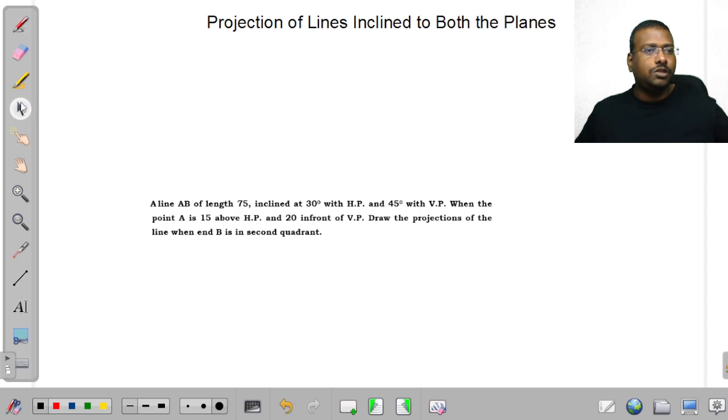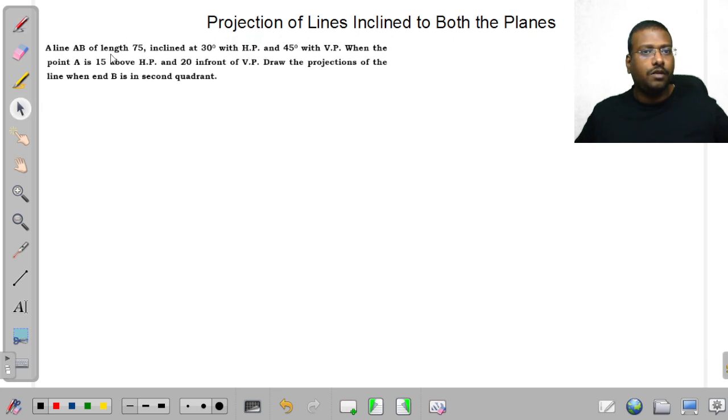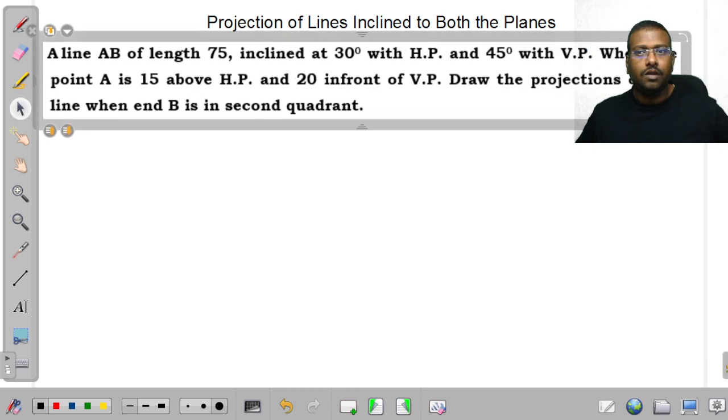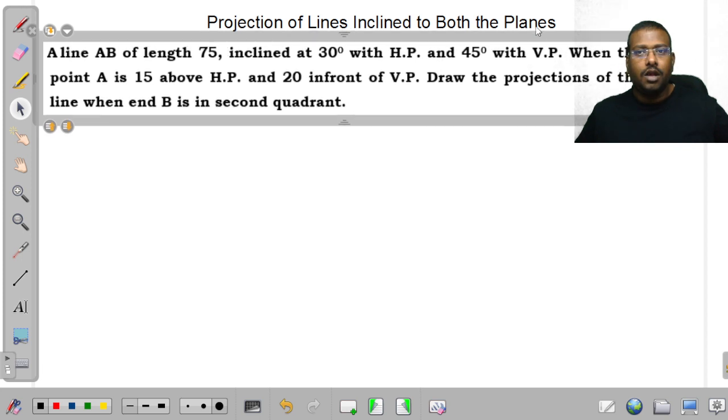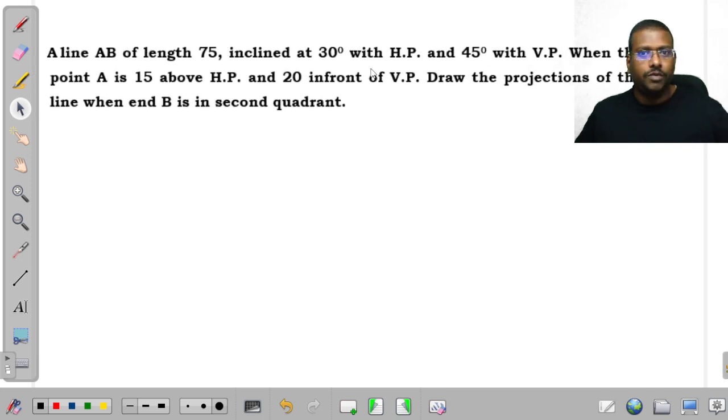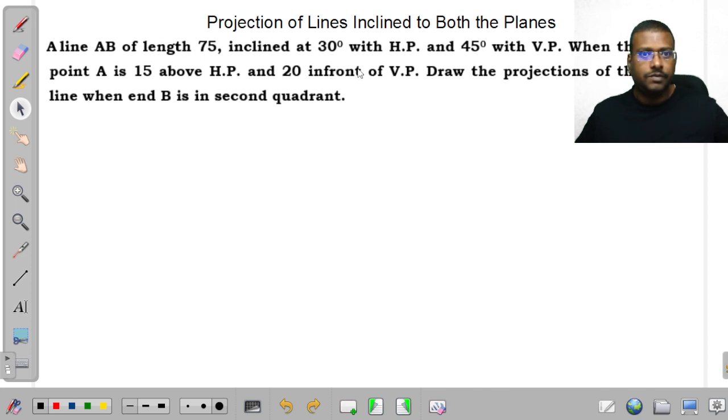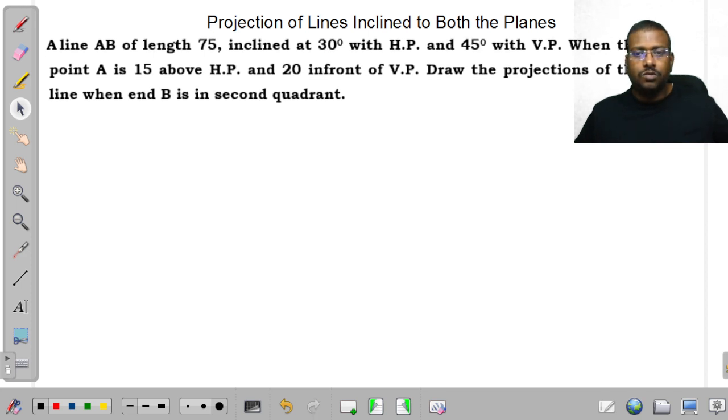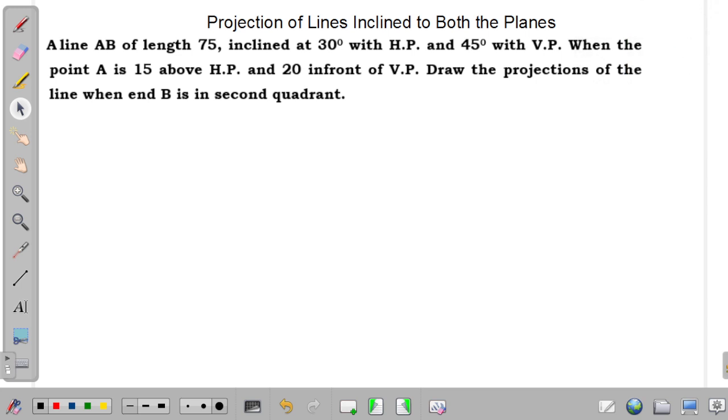So let us consider this problem. I will hide myself for a certain time, don't worry. To get the complete information, I will hide myself for a certain time.